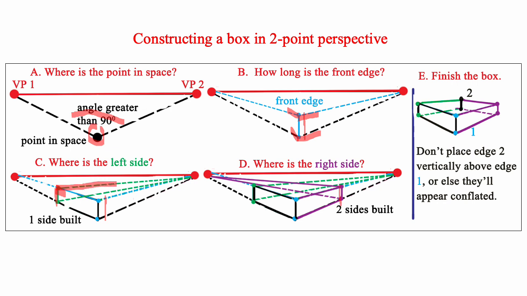And in this final case, find the right side and connect it to the left vanishing point. And you can see the back of the box goes from here to here. And it's important not to have line 2 on top of line 1 because they'll appear conflated.